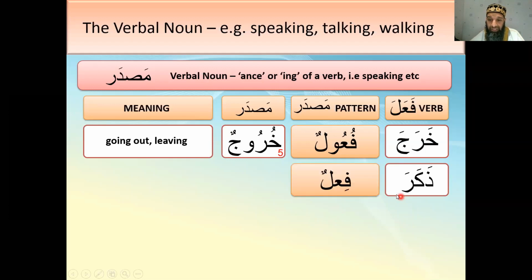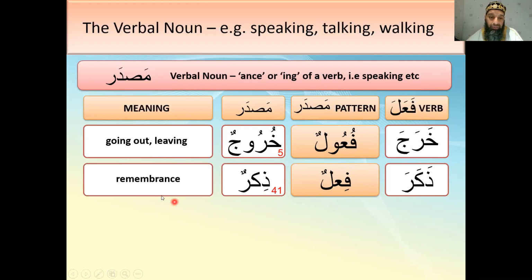Another masdar pattern is fi'lun. So this has become a noun. How can you tell it's become a noun? Double ending. And it's a verbal noun. Dhakara uses this fi'lun pattern. So put dhakara into fi'lun, what do you get? Exactly. Dhikrun. We just say dhikr, or like he's doing dhikr, but it's dhikrun. So dhikrun means remembrance.